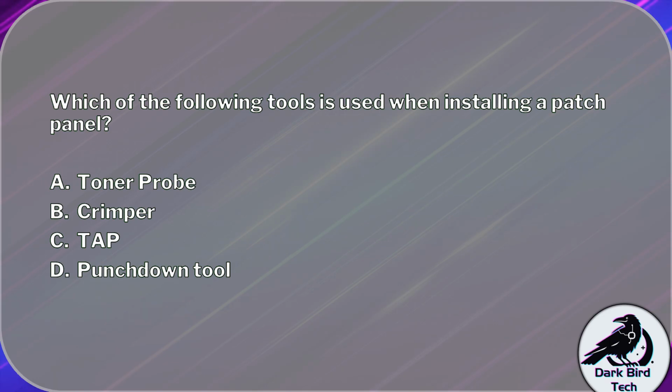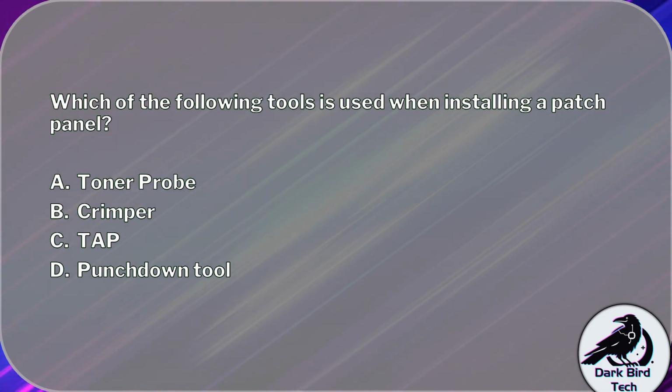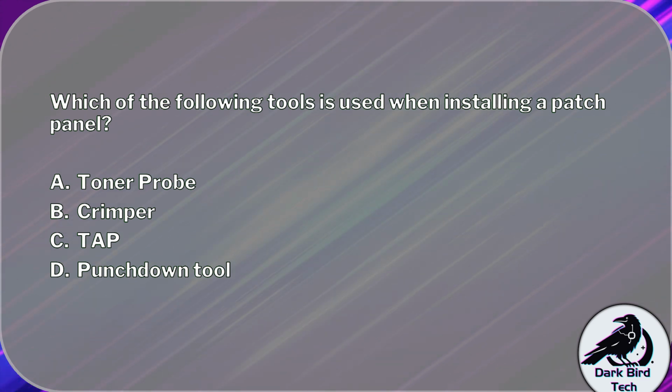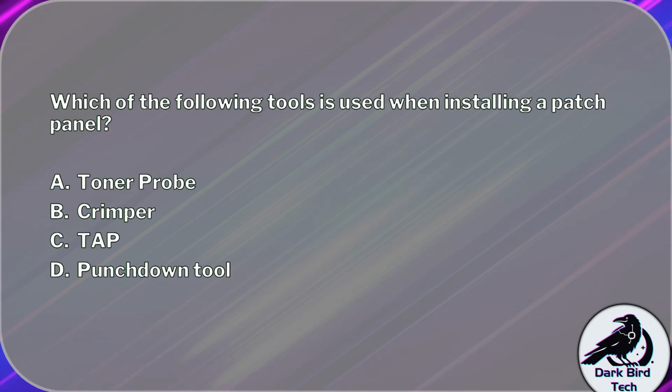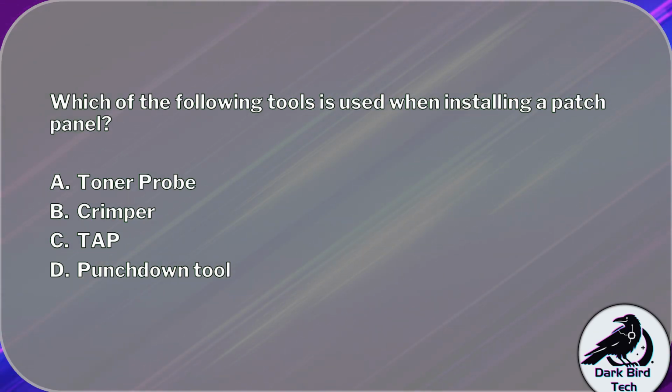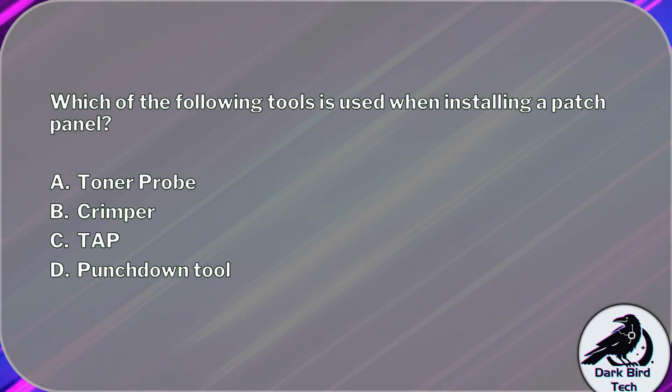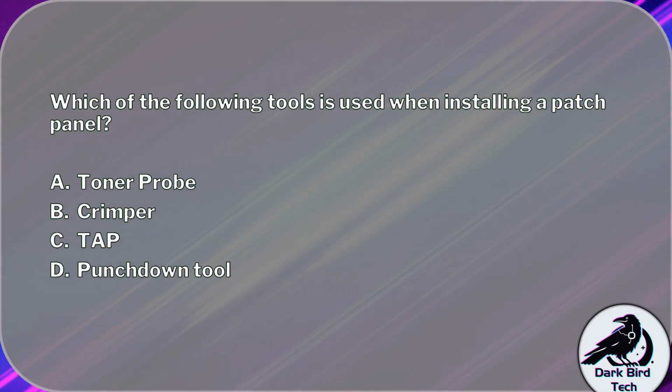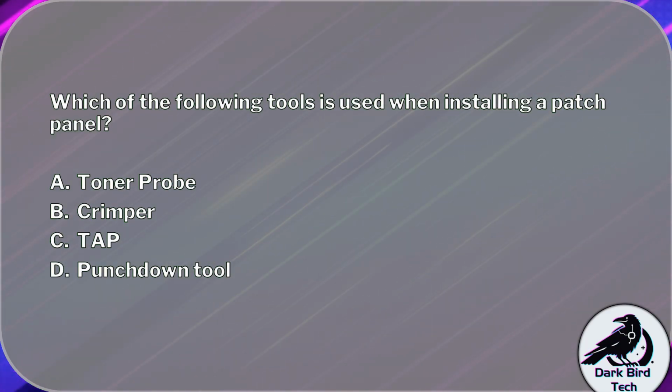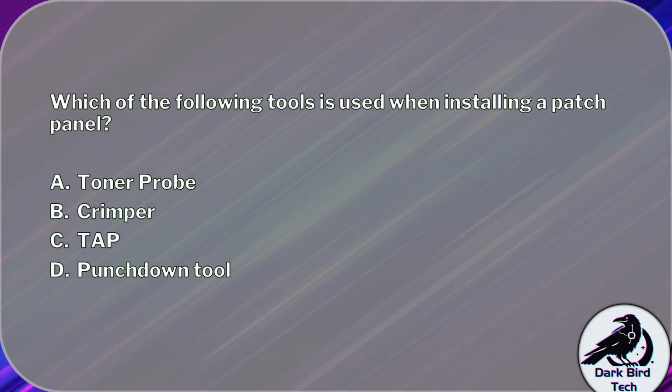And the options they've given us: a toner probe, a crimper, a tap or a test access point, or a punch down tool. Now, but why is a screwdriver not listed? Yeah, you would need a screwdriver probably to mount the thing and unmount it and all of that, but it's not a given option. Work with the given options they have here. And if the one you were thinking of doesn't appear, okay, next best. So let's see. Toner probe.